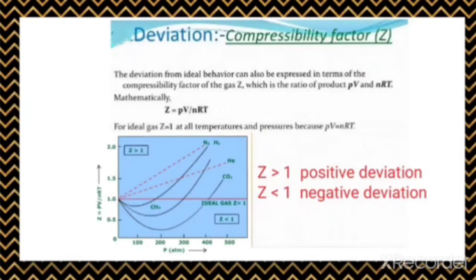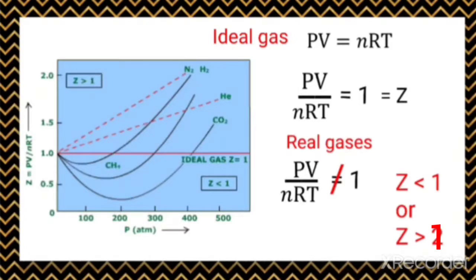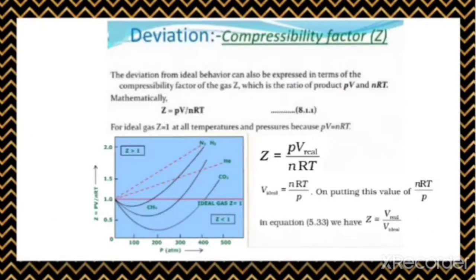So according to the ideal gas, PV is equal to nRT. That means PV by nRT is equal to 1, that is Z is equal to 1. For which case? For the ideal gas, Z is equal to 1 because PV is equal to nRT. But for real gases, PV by nRT is not equal to 1. Here the value of Z can be greater than 1 or less than 1, as Z is equal to PV by nRT. That is for the case of real gases.